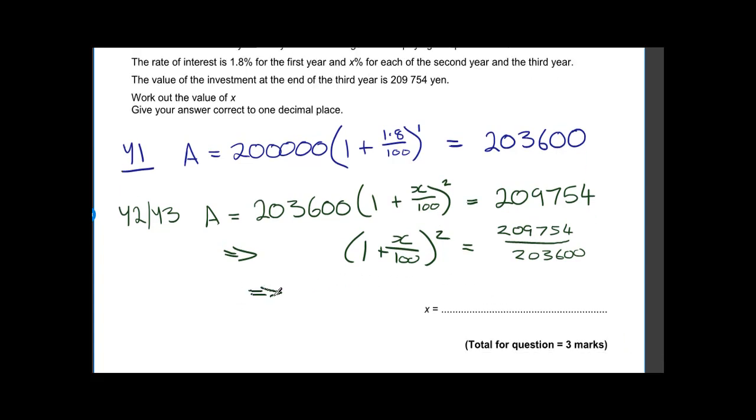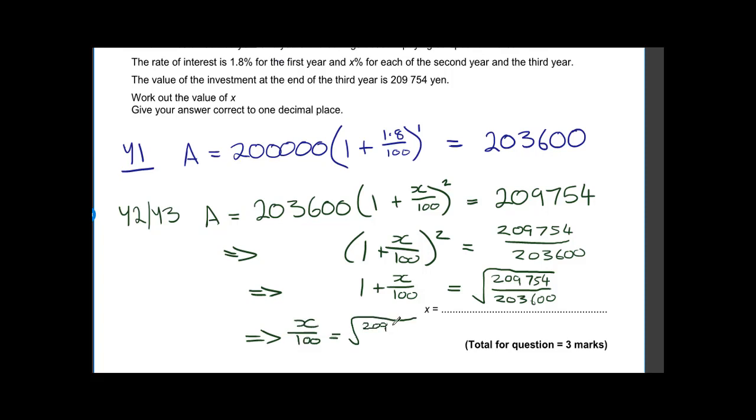That implies, well, let's get rid of the square root. 1 plus x over 100 equals the square root of 209,754 over 203,600. Okay, let's get rid of the 1. That implies x over 100 equals the square root of 209,754 over 203,600 minus 1.